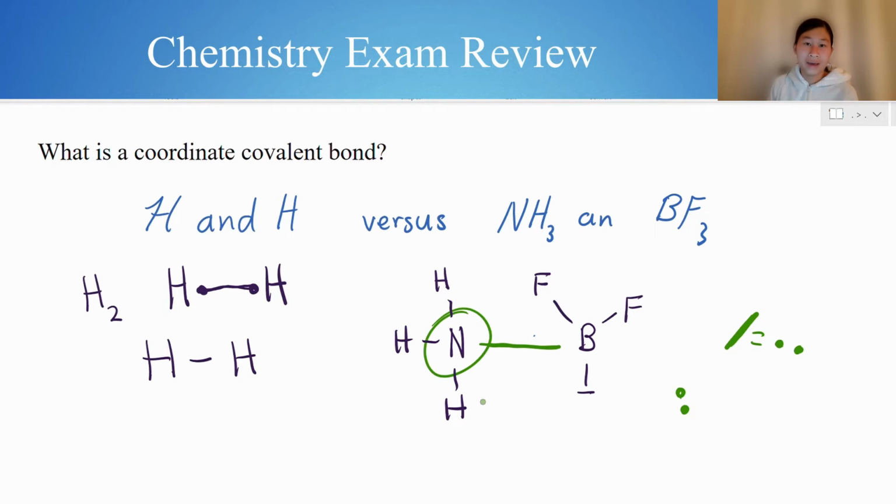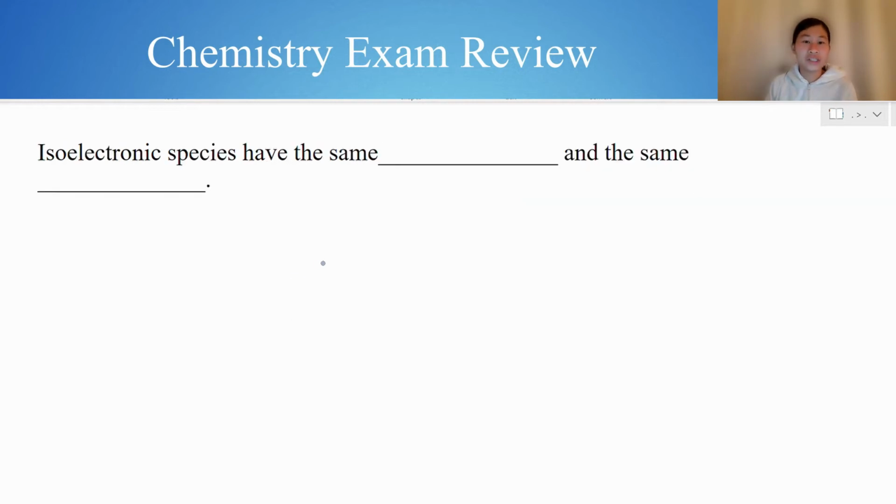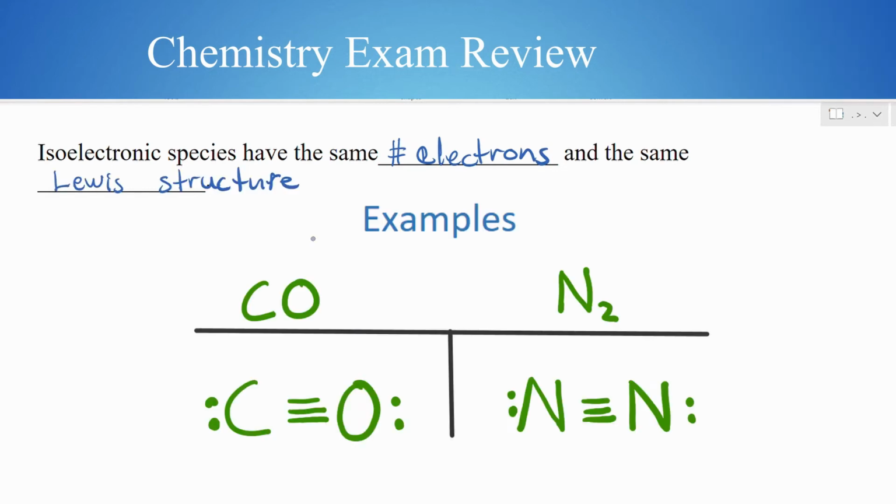Isoelectronic species have the same blank and the same blank. So this is the same number of electrons, so I'll just put number of electrons. And they also have the same Lewis structure.